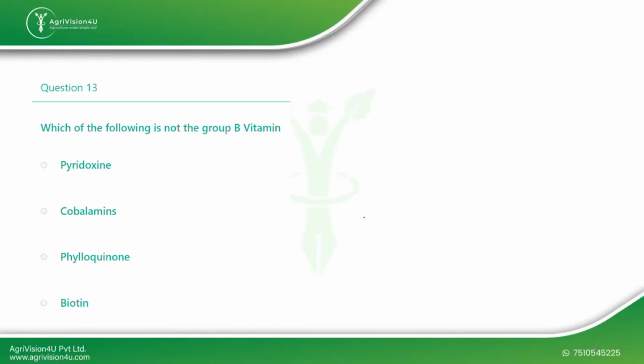The next question is, which of the following is not a group B vitamin? All of you know that in group B you have vitamins from B1 to B12, various types of vitamins: thiamine, then niacin, pyridoxine, biotin. There are many. From these, you have to choose which is not a group B vitamin.